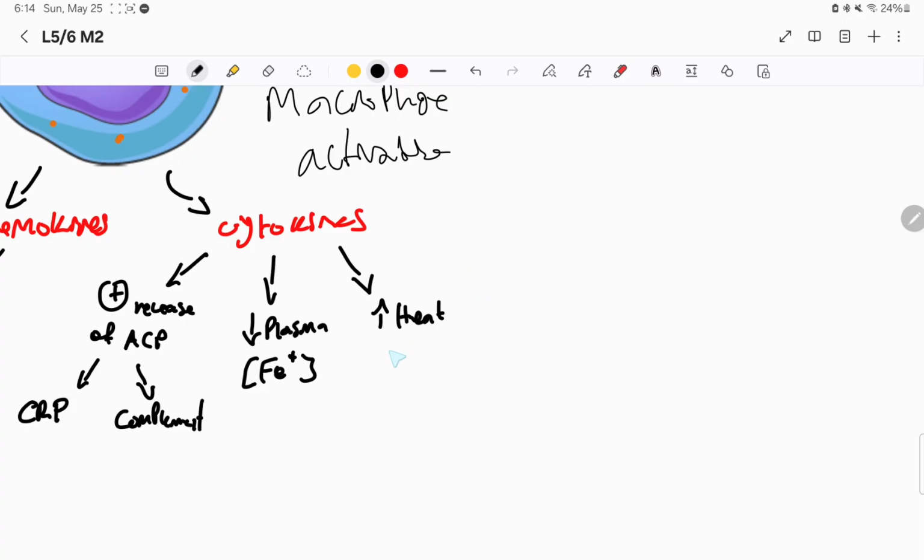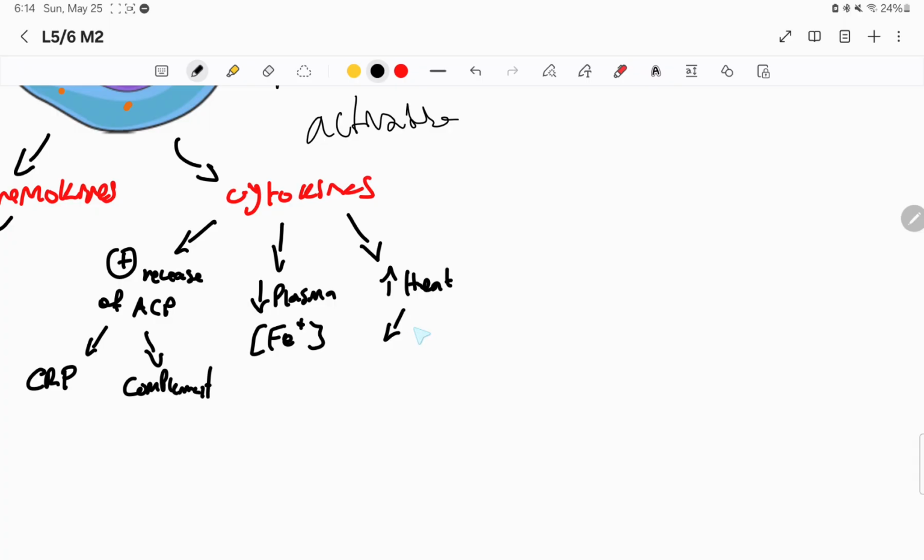That's not called... It is due to two things. It is due to the fact that these molecules, these cytokines, can go to a portion of your brain called the hypothalamus, and they can stimulate heat production there, and they can increase metabolism of your tissues directly, which would increase heat.